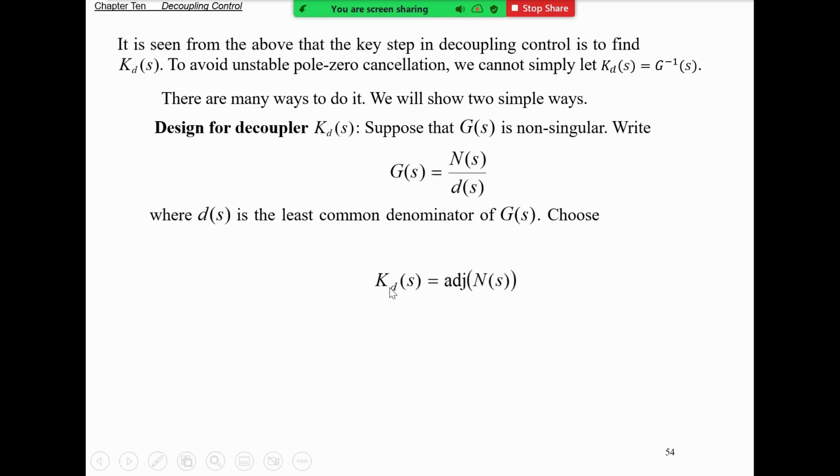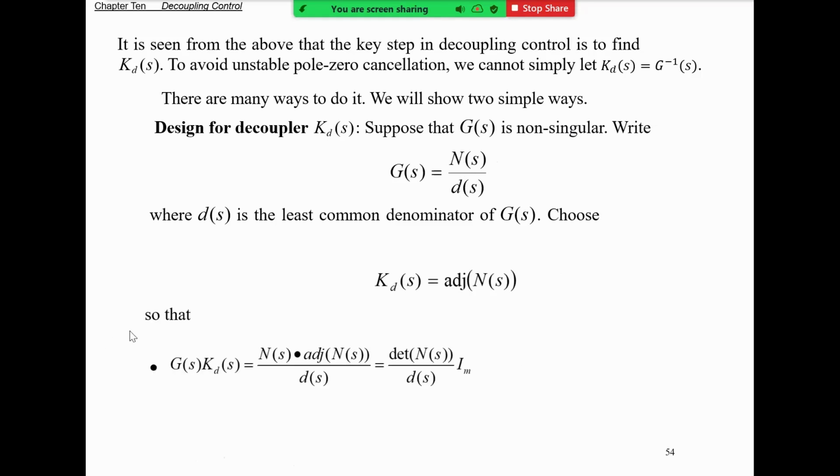Now you can design this KD. If you have a matrix, you can compute the adjugate matrix. The matrix times its adjugate matrix will be the determinant of that matrix times the identity matrix. This is the determinant, that is one polynomial. The D is a polynomial, of course, right? And then this is just a kind of transfer function times the identity matrix. That makes it decoupled.